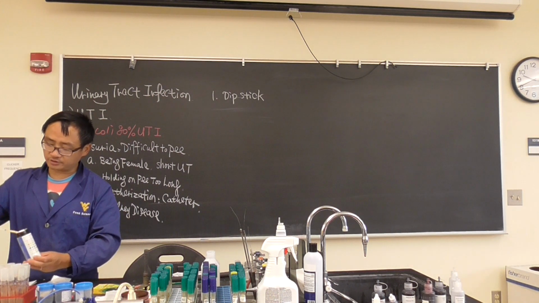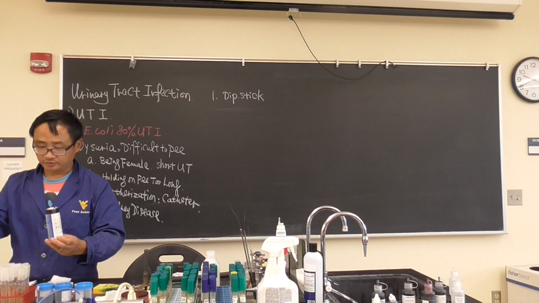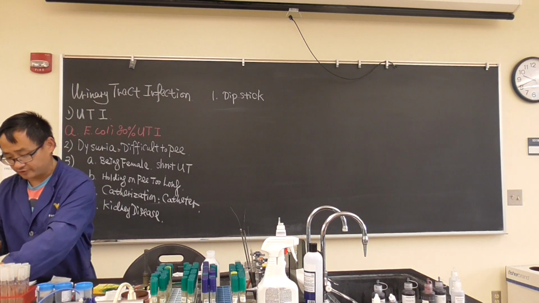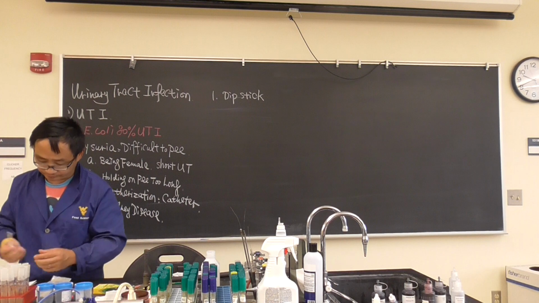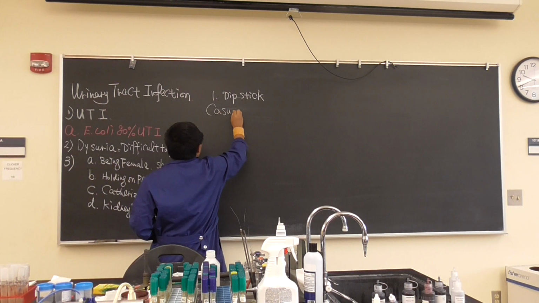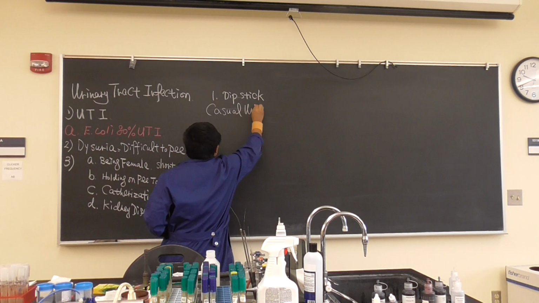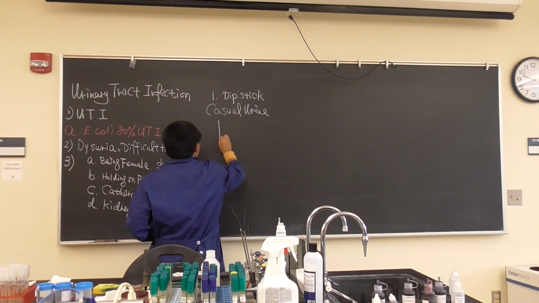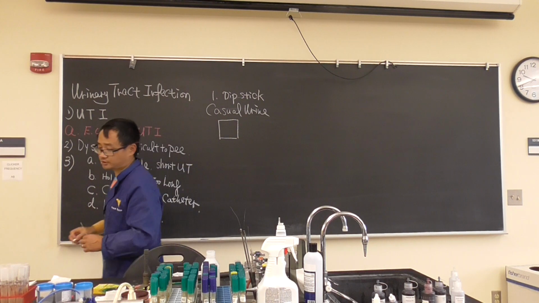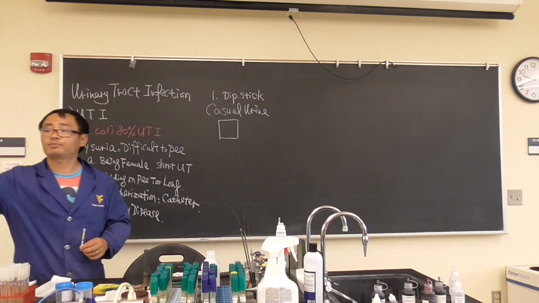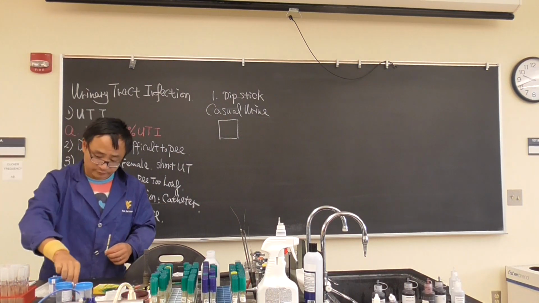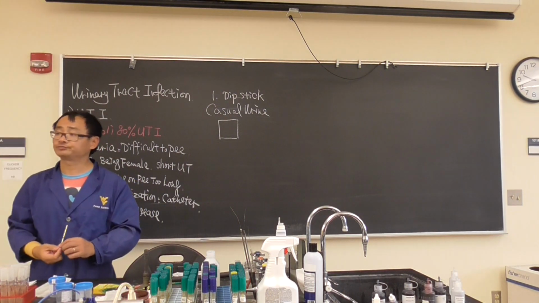When you have this strip, usually we will first take a urine sample. That's called casual urine. So let's say you're not feeling very well. You go to see a doctor. The doctor gives you a cup. Go ahead and pee, so you get your urine sample. Then with the urine sample, what are you going to do?